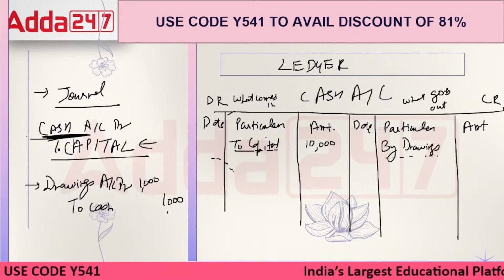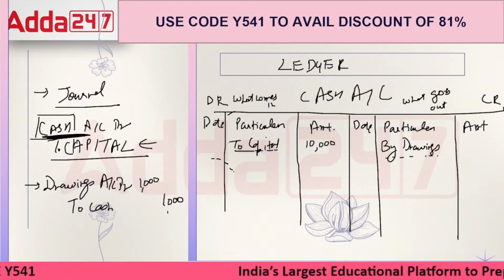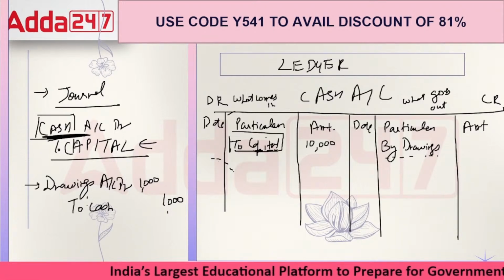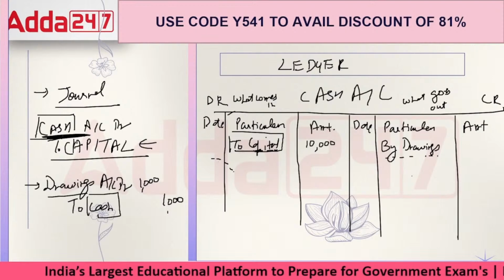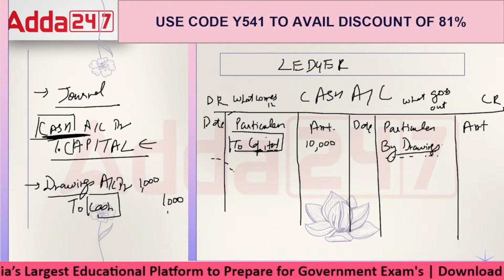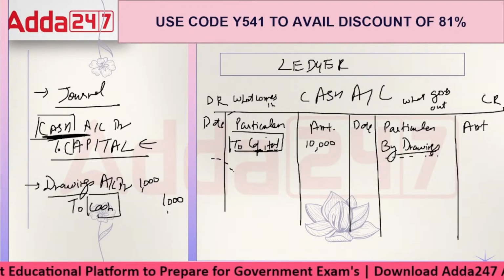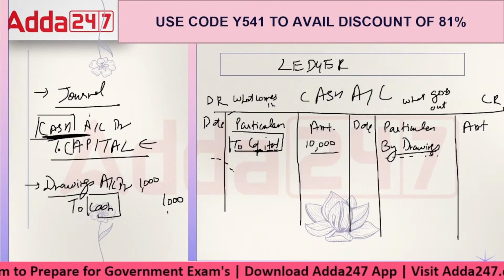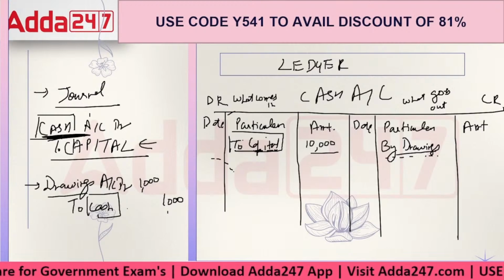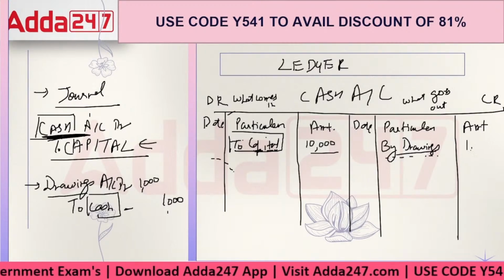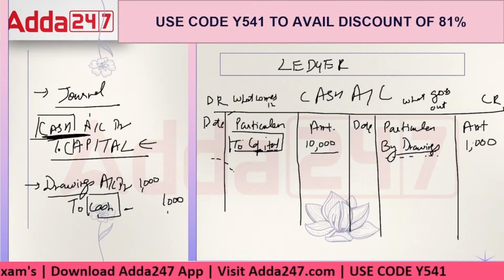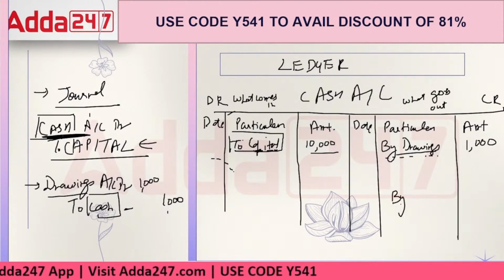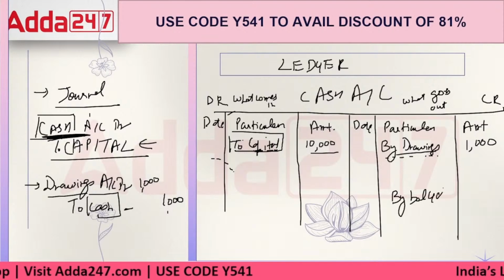Look at it again. When the cash was debited, the counterpart is stated here. When the cash was credited, the counterpart is stated here. When there's a drawings, it is shown on the credit side of the cash account, and when there is capital introduced, it is shown on the debit side. This is where the cash was debited, stated here. Where the cash was credited, stated here. It is to capital and by drawings. So how do we record the balance? It would be by balance carried down.